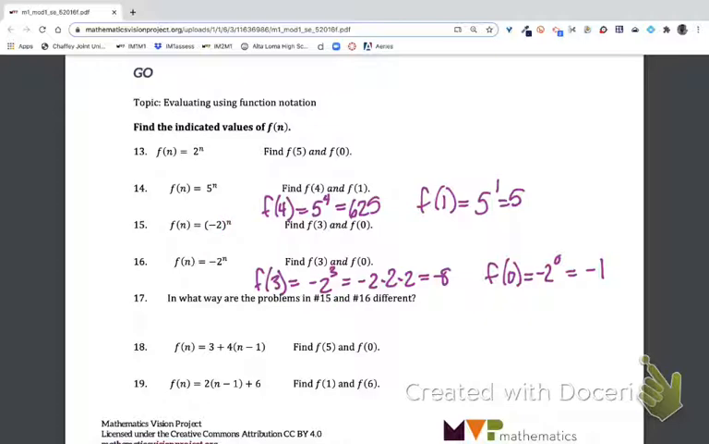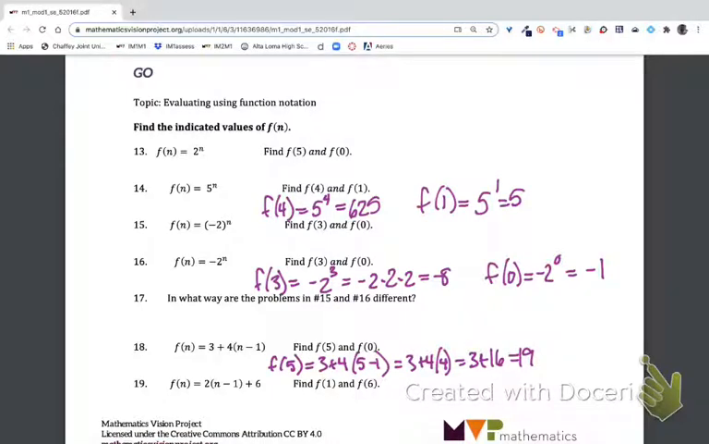For number 18, you're trying to find f of 5 and f of 0. So again, we're just plugging in those values and seeing what we can get from this explicit equation. So f of 5 would equal 3 plus 4 times 5 minus 1. Well, 3 plus 4 times 4 gives me 3 plus 16, which gives me 19.